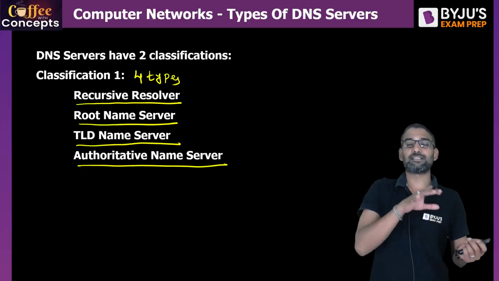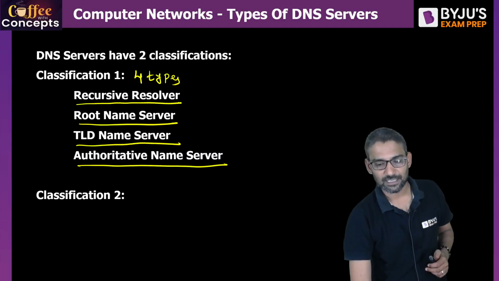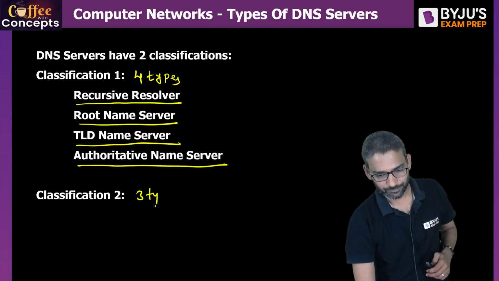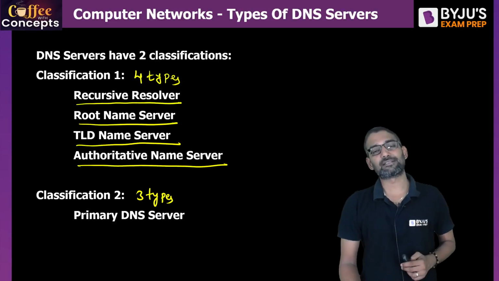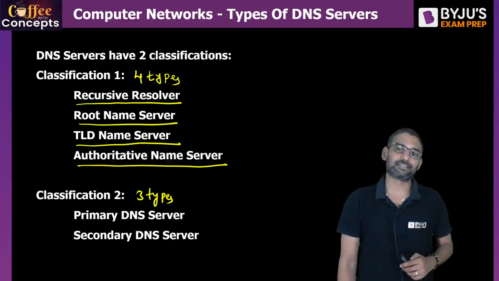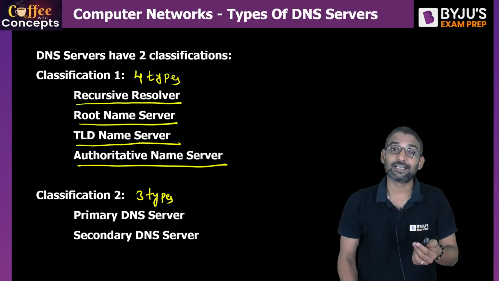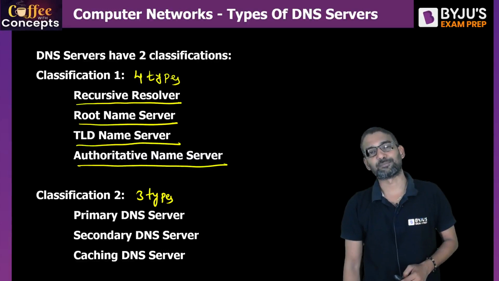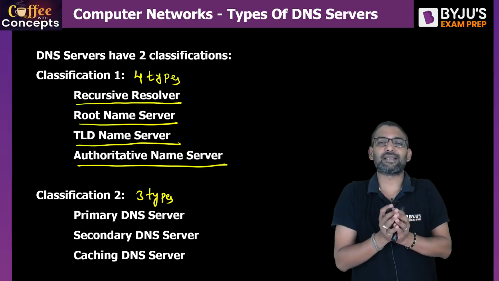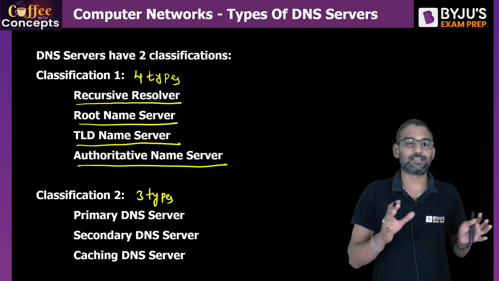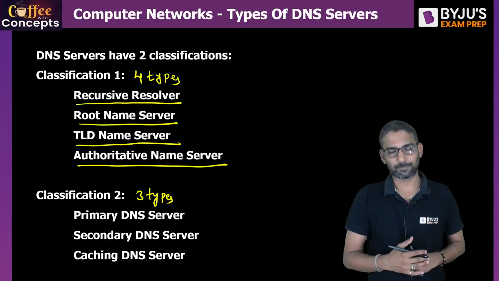And there is another classification you find. What is that other classification? As per this, there are 3 types. What are they? Primary DNS server, secondary DNS server, and guess what is the other? Caching DNS server. Both are valid, and you can't take it like there are 7 types. It's not like that. These are 2 perspectives, 2 classifications.